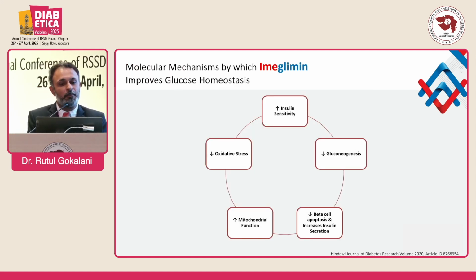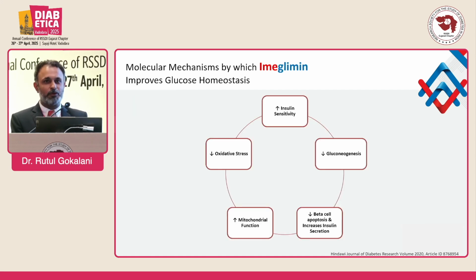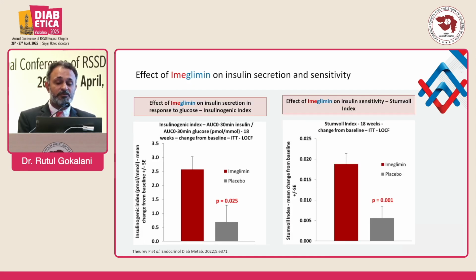The molecular mechanism by which imeglimin improves glucose homeostasis is improving insulin sensitivity and reducing gluconeogenesis. Again, this slide is saying the same thing. If you want to take the picture, please. So it improves insulin sensitivity, gluconeogenesis is reduced, mitochondrial function is improved, and oxidative stress is reduced.